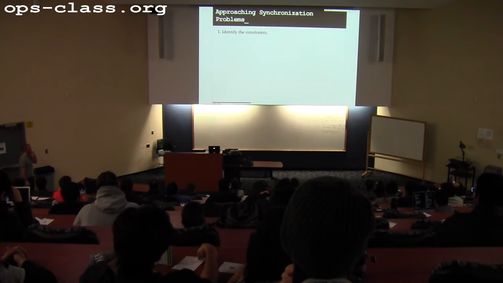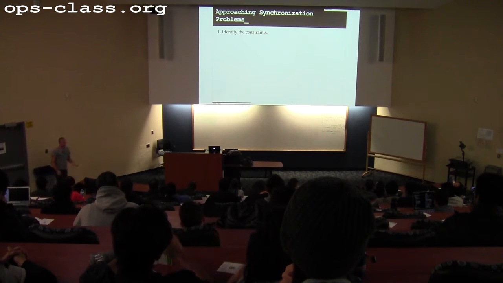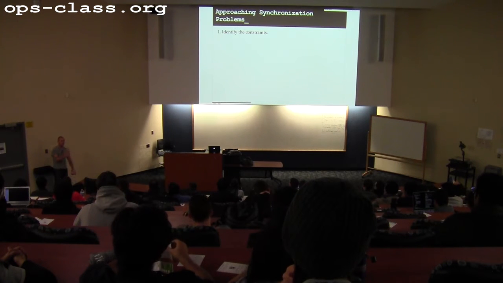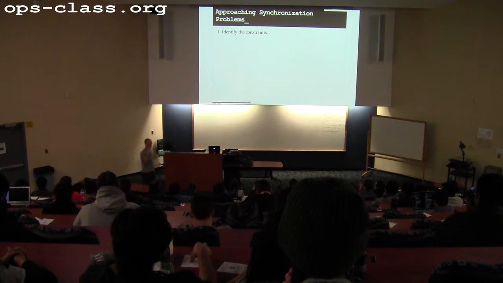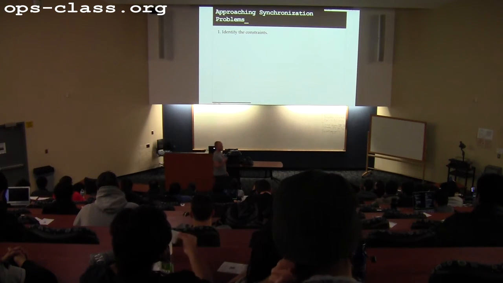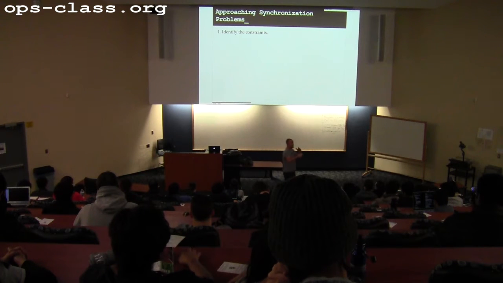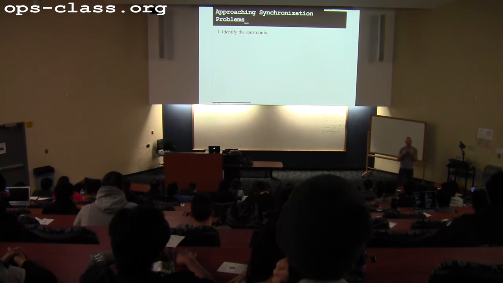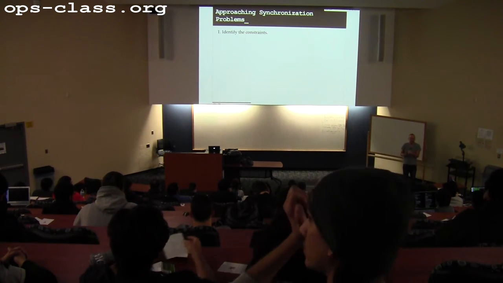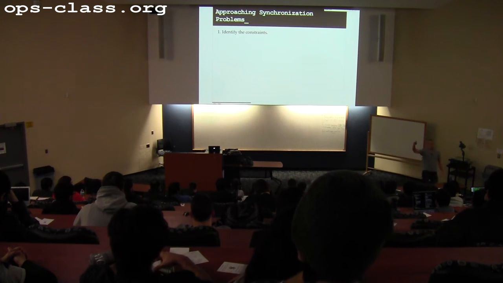Okay. In general, when solving this kind of problem, the first thing to figure out is what you want to be true. We did this with the producer-consumer buffer example. We said, here are the constraints. Here are the things we want to be true about the world. Not only do I want there to be coherence in the buffer itself, but I want to make sure that threads go to sleep if they can't do something and wake up when they can. That's important.